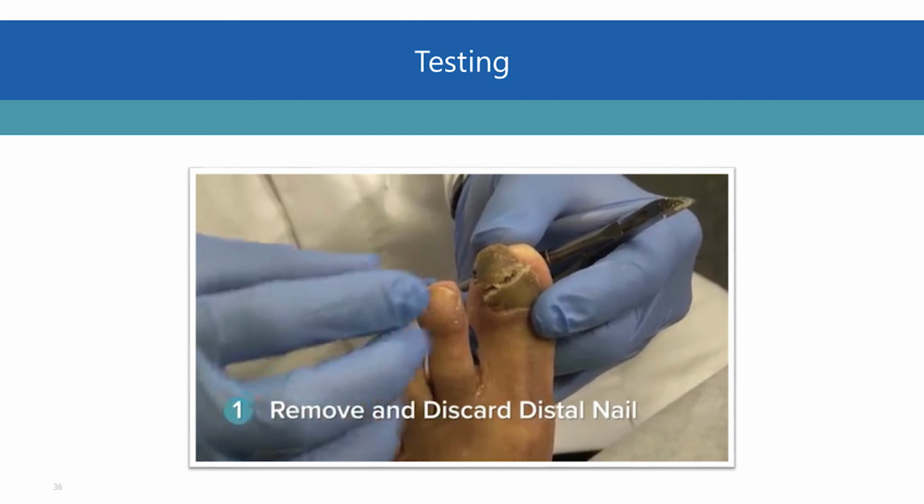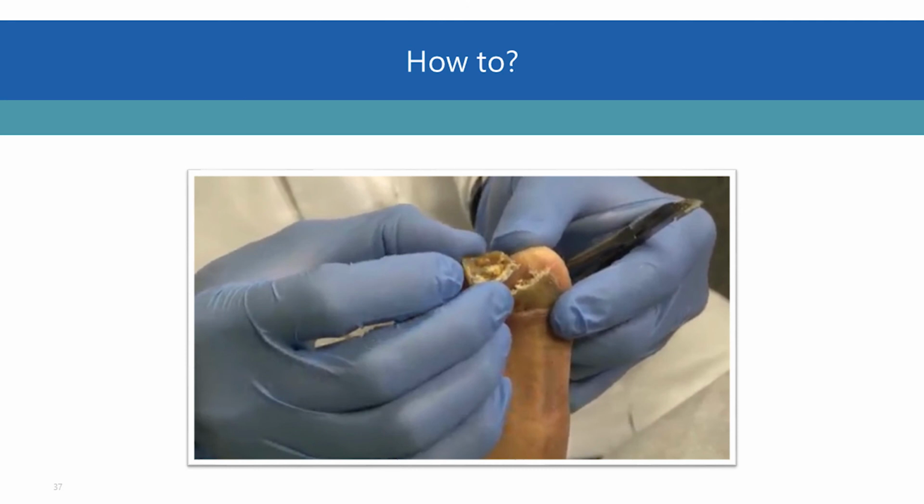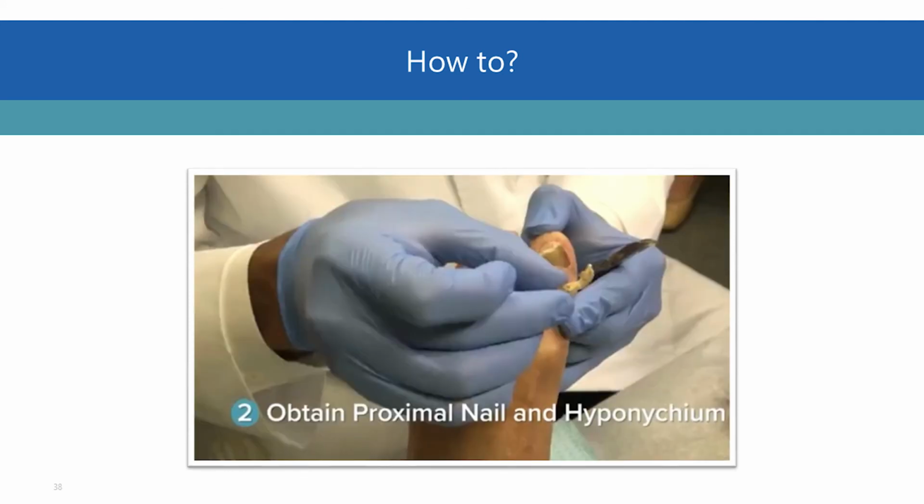Okay, the first part, and maybe one of the most important parts, because you don't want to return an inconclusive report, you want to remove and discard the distal nail. All right, you can't use that. Assume that's just a distal nail clipping that may not have the important fungal hyphae that you're looking for. You want to obtain the proximal nail and the hyponychium. That's where the fungal hyphae exists that will likely give you a positive report. All right, that's what you want to attain.